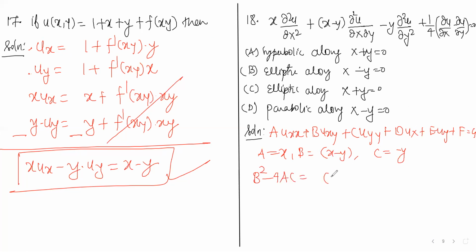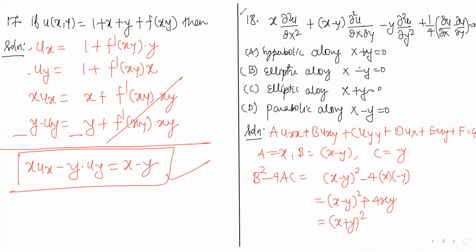That gives me (x minus y) square minus 4 times x into minus y. We'll make it (x minus y) square plus 4xy. All right. So (x minus y) square plus 4xy, if I expand this, I'll be getting (x plus y) square.